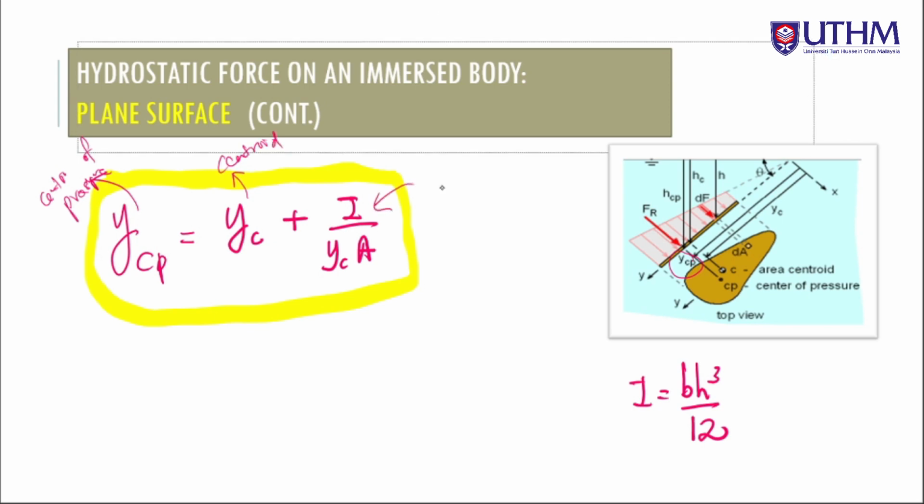And what is this? This is actually the second moment of area. This A is the same as before, the surface of the plane, and YC is the centroid. The second moment of area depends on the size and the shape of the plane. Then we get the area.